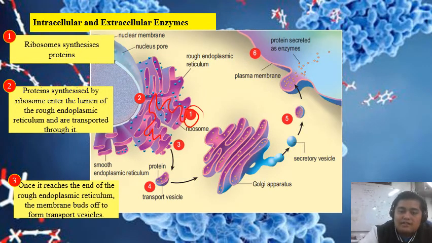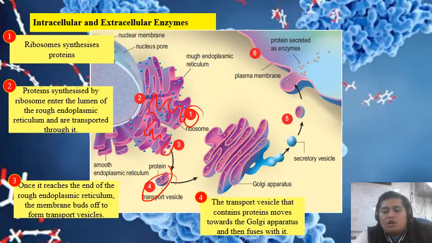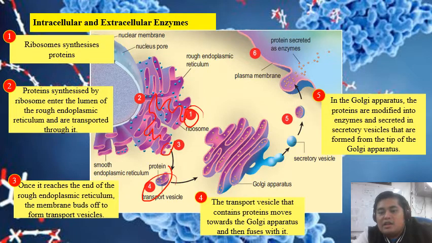After that, once it reach the end of the rough endoplasmic reticulum, the membrane will bud off to form a transport vesicle. So, dekat hujung ni, dia akan membahagi, ataupun dia akan pinch keluar dan membentuk satu transport vesicle. So, transport vesicle ni nak pergi mana pula? Dia jalan-jalan-jalan, dia pergilah dekat Golgi apparatus. So, the transport vesicle that contains protein move towards the Golgi apparatus and then fuses with it. Dia akan fuse kat dalam Golgi apparatus tu tadi. Dekat Golgi apparatus tu pula, dia akan dimodify. The protein are modified into enzymes and be secreted in the form of secretory vesicle.